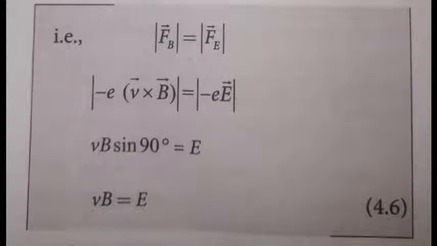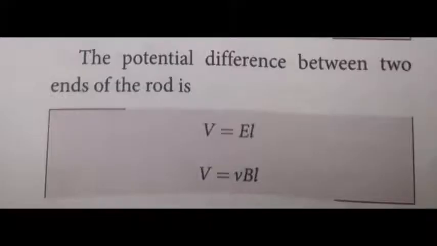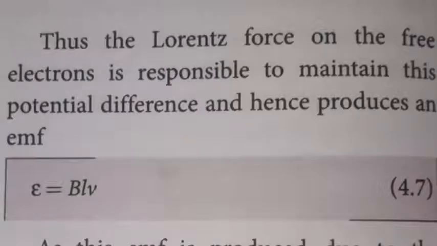Minus e cancelled. Now here vB sin 90 is equal to E. Sin 90 is equal to 1, so vB is equal to E. The potential difference between the two ends of the rod is V is equal to E into l. The potential difference V is equal to vB into l. Thus the Lorentz force on the free electrons is responsible for maintaining this potential difference and hence produces an electromotive force, EMF is equal to Blv.